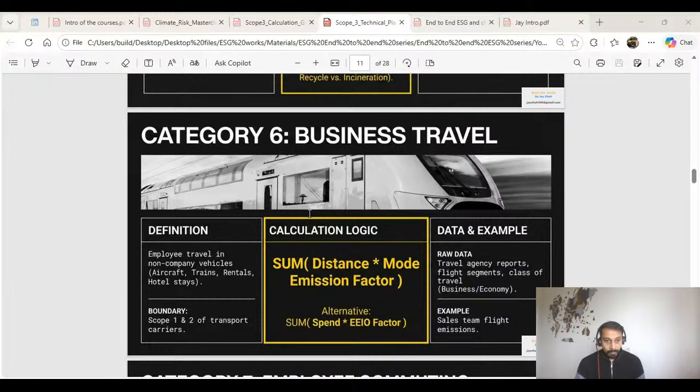If distance is not available, then you can definitely go through the spend-based methodology, which is spend multiplied by the EEIO factor, which you can get from UK DEFRA or the US EPA, or any kind of regional emissions factor. For that, raw data usually comes from the travel agencies, expense platforms, and booking systems. This category is very often an early reduction target due to remote work. This category is easy to calculate, and the data is easy to disclose in your ESG report.